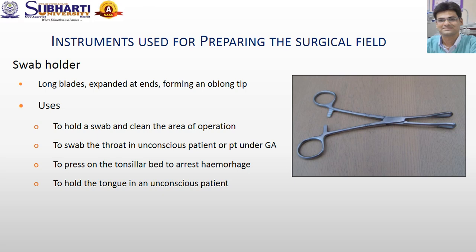Instrument used for preparing the surgical field. Swab molder. This instrument has a long blade which is expanded at the end, forming an oblong tip. This instrument is used for preparing a surgical site with the help of a gauze piece which is soaked in an antiseptic solution like betadine. It holds a swab and cleans the area of operation. It also swabs the throat in an unconscious patient or a patient under G.A. It also presses the tonsillar bed to arrest hemorrhage and holds the tongue in an unconscious patient.